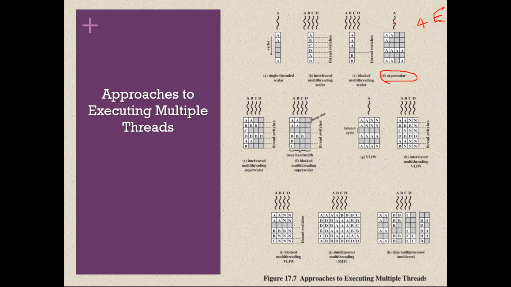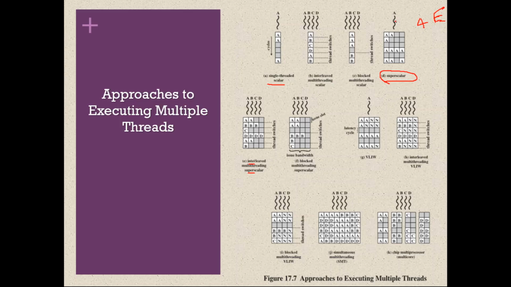Okay. But here we are discussing only single threaded. Here we are discussing superscalar single threaded. We are starting with single threaded. This is scalar single thread. After scalar single thread, we have discussed interleaved scalar multi-thread, then blocked scalar multi-thread. Similarly, we are now discussing superscalar single thread. After that we will discuss interleaved superscalar multi-thread, then blocked superscalar multi-thread. Okay, this is the flow.